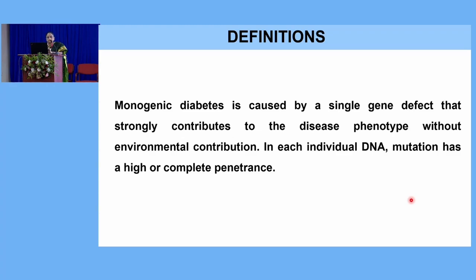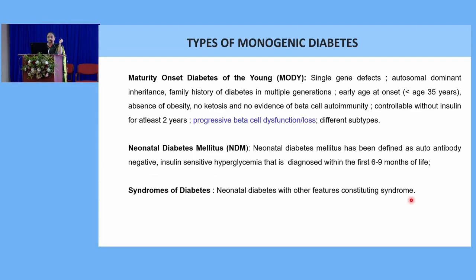So to come to the definition quickly of monogenic diabetes, as you know, it is caused by a single gene defect, which strongly contributes to the disease phenotype without much environmental contribution, and it has very high, complete penetrance. And the types, as you know, are MODY, maturity onset diabetes in the young, neonatal diabetes, and then the syndromes of diabetes.